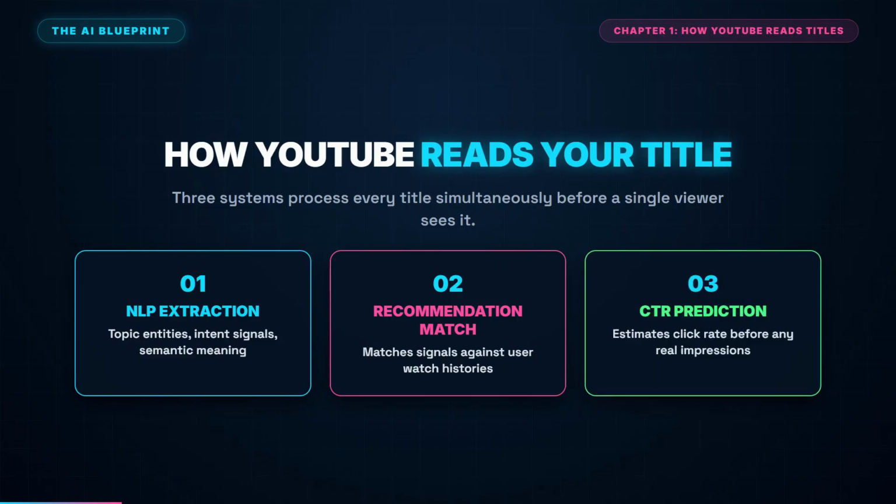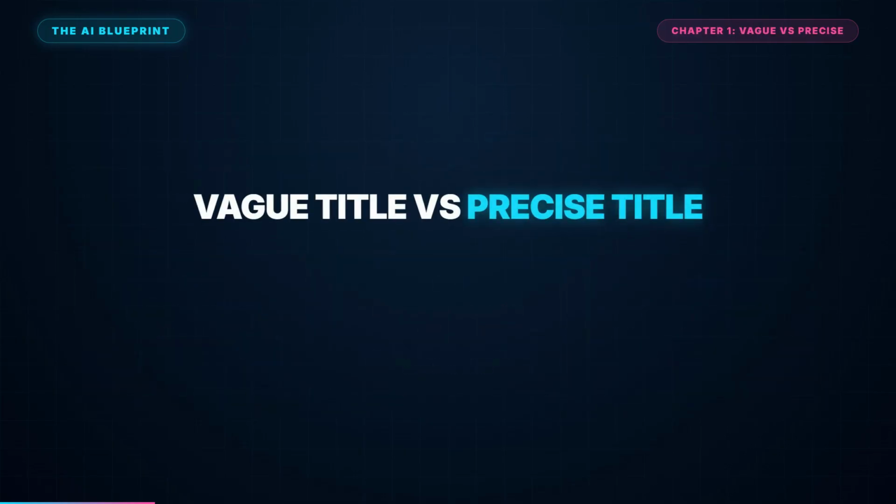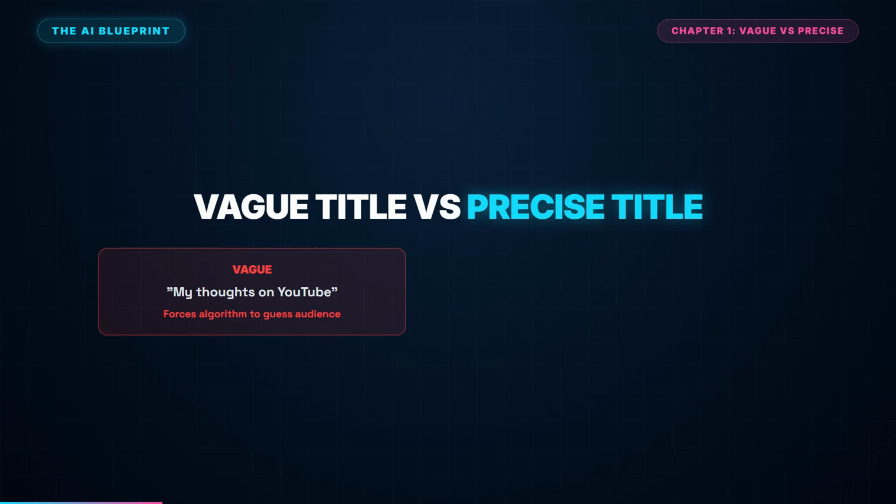System 2 is the recommendation matching engine. Once YouTube understands what your video is about, it matches those signals against millions of user watch histories. It asks, which viewers have recently watched content with similar topic signals? System 3 is the click prediction model. Before your video reaches a single real viewer, YouTube's machine learning model estimates your click-through rate based on title-thumbnail combinations it has seen perform well in the past.